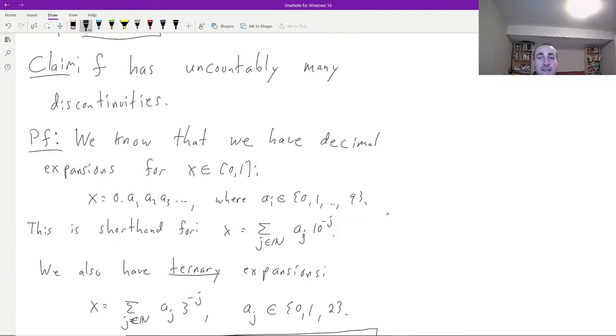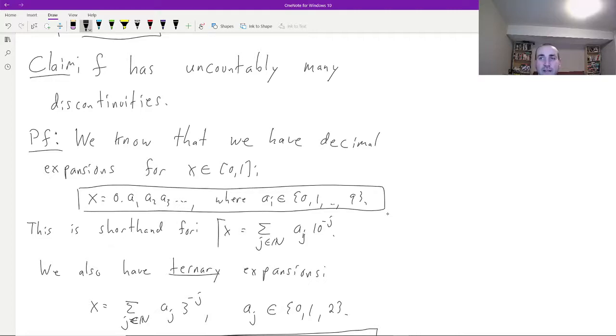That is, I write something like x is equal to 0.a1, a2, a3, ... where these ai's are integers between 0 and 9. And when I write something like this, that's really shorthand for writing that x is equal to the sum over all the natural numbers j of aj times 10 to the minus j, right? These are really the same thing, right?